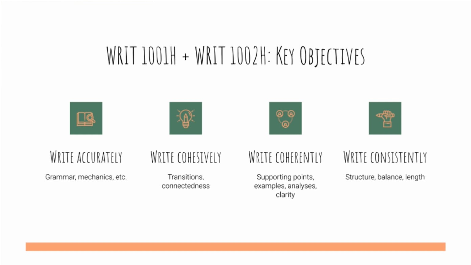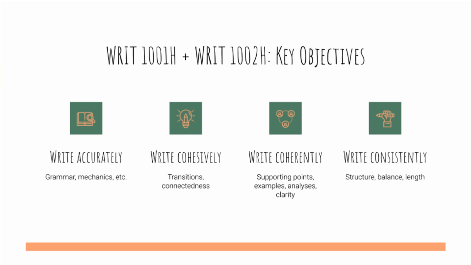So in WRIT 1002, the main things we'll focus on are writing accurately, writing cohesively. We will focus on writing coherently, and we'll focus on writing consistently. Consistency pertains to the structure that you have in your body paragraphs, the balance that you have. So is one body paragraph way longer than the other? Are some sentences way longer than other ones, right? And that's where length comes into play too.